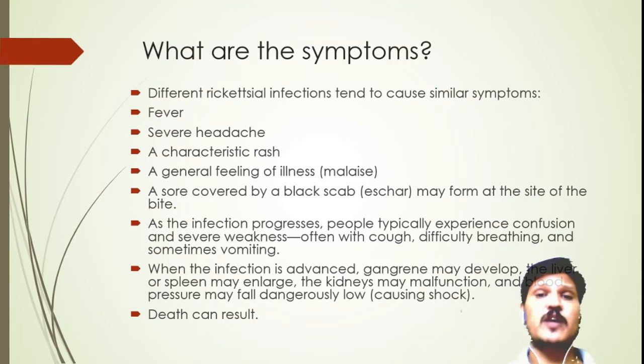As the infection progresses, people typically experience confusion and severe weakness, often with cough, difficulty in breathing and sometimes vomiting. When the infection is advanced, gangrene may develop, the liver or spleen may enlarge, the kidneys may malfunction, and blood pressure may fall dangerously low, causing shock. Death can result in some situations due to these complications.